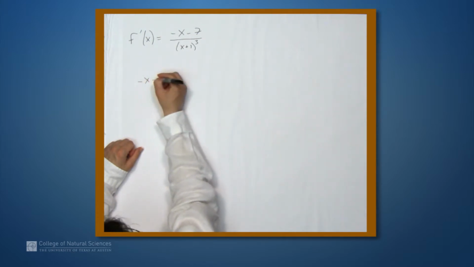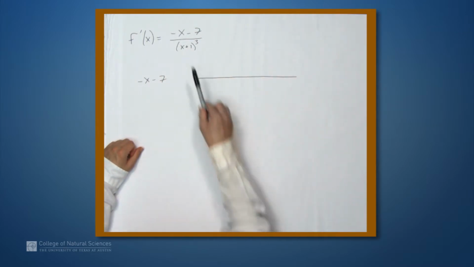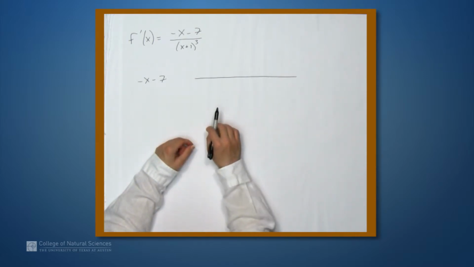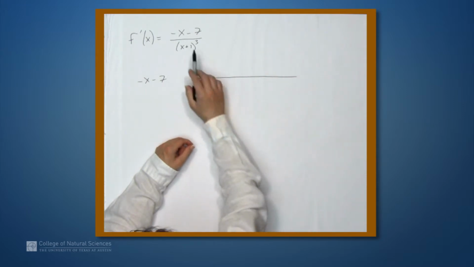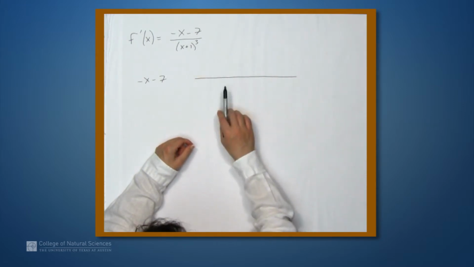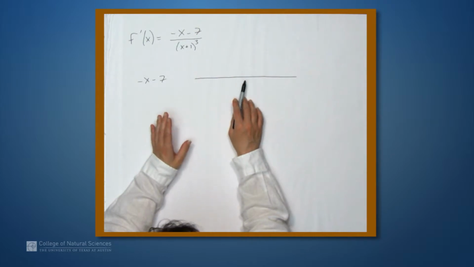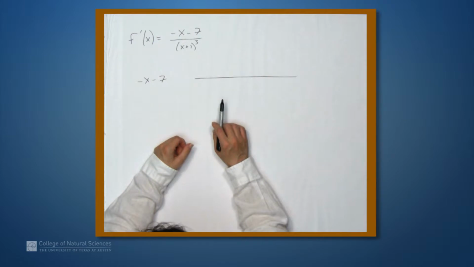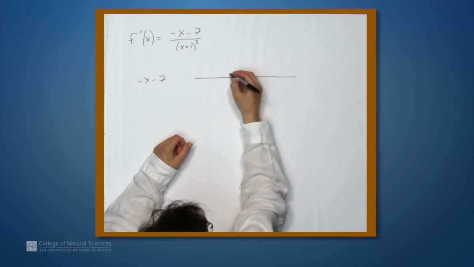So for negative x minus 7, let's draw a line. Now this is a nice polynomial. The only way that it can go from being positive to negative is if it crosses the x-axis somewhere. In other words, it's going to change from positive to negative or negative to positive at some point where it's equal to 0. Right? That doesn't have to happen in general for a function, but polynomials are really nicely behaved, so it always happens for a polynomial. This thing here is 0 when x is negative 7.